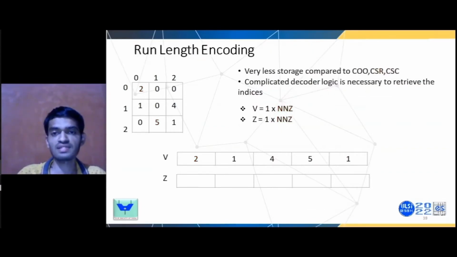The next is run length encoding. This has very less storage compared to COO, CSR, as well as CSC format, but it has complicated decoder logic in order to retrieve the index before multiplication.